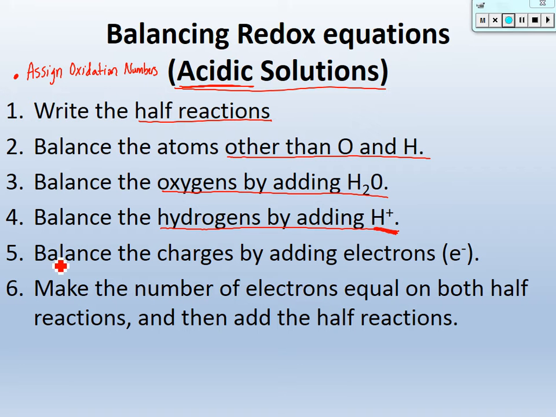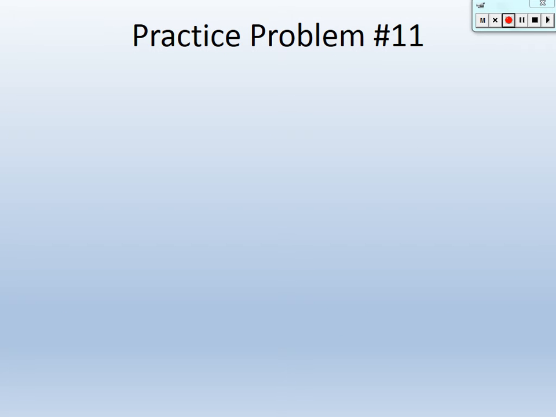Step 5, we're going to balance the charges, so the charges on each side, the left side and the right side, by adding electrons. Okay, we'll show you how to do that. And step 6, we're going to make the number of electrons equal on both half reactions. So the electrons are going to be equal on both half reactions, and then we will add the half reactions together to get our full balanced equation at the very end. Sound good? Okay, stick with me today. I'm going to try to go slow and explain step by step, but it does get a little bit complicated. So I've got 3 practice problems that will be included in this video.